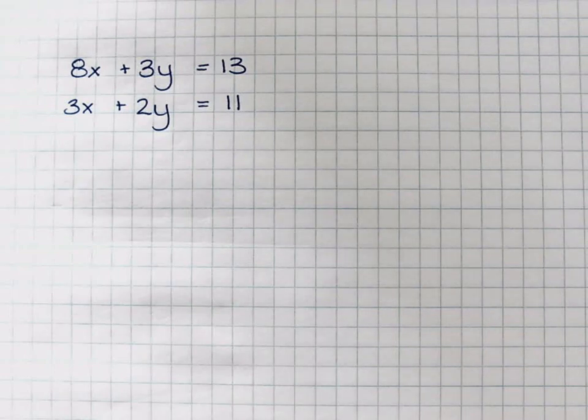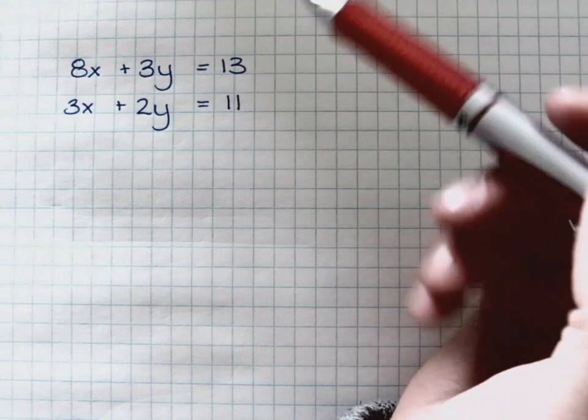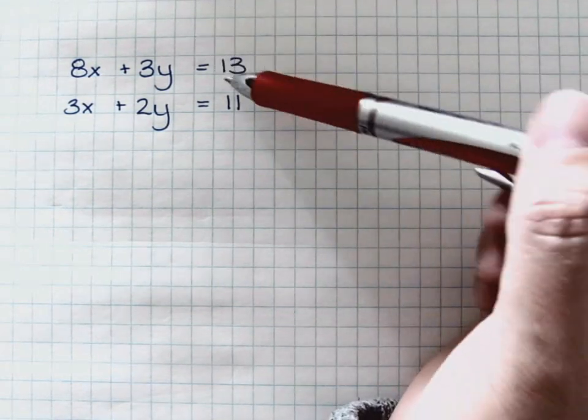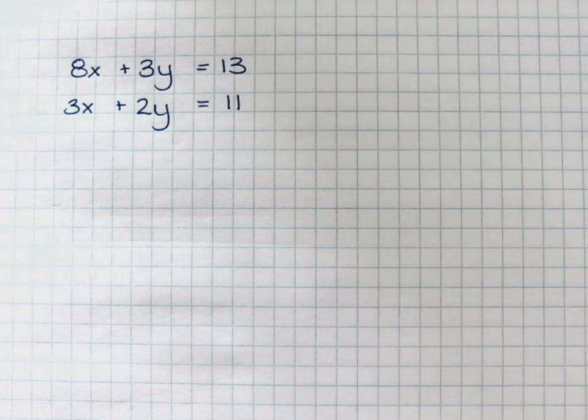So this is a system that I was talking about before in the other video. In some systems, we have to multiply both equations in order to get to a coefficient.